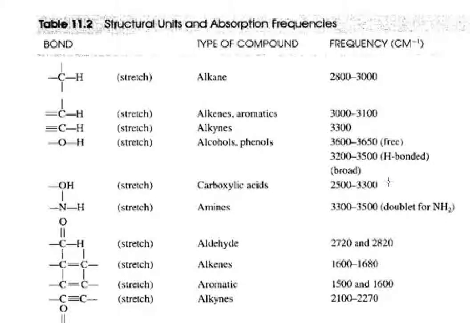Just remember then, the OH of a carboxylic acid is very broad, on average stretching from, well, a high of 3,300, and that can vary all the way down to 2,500.